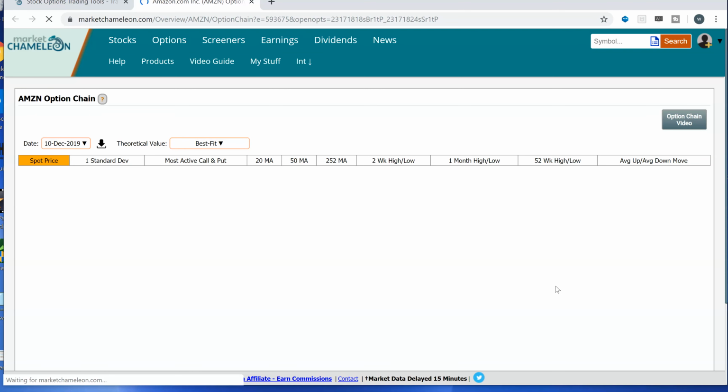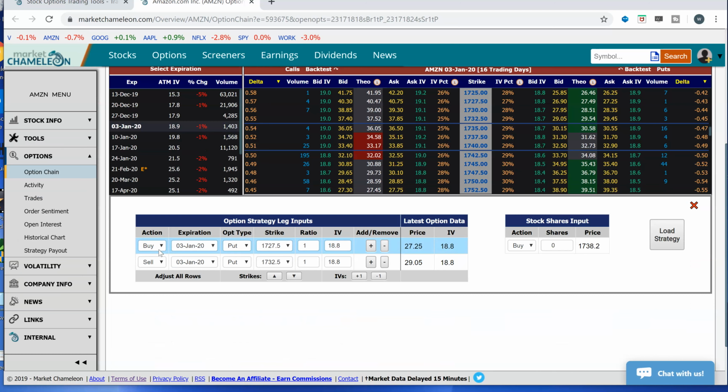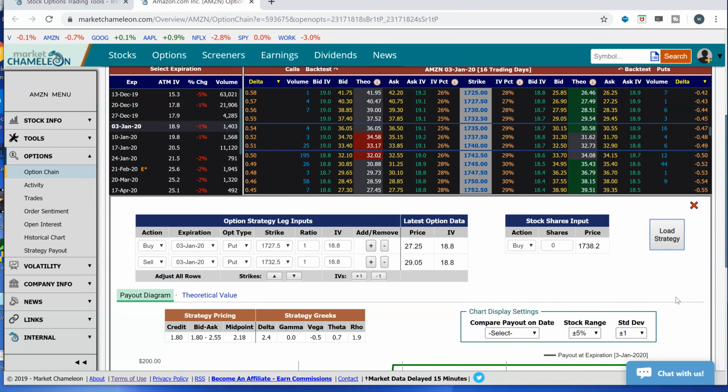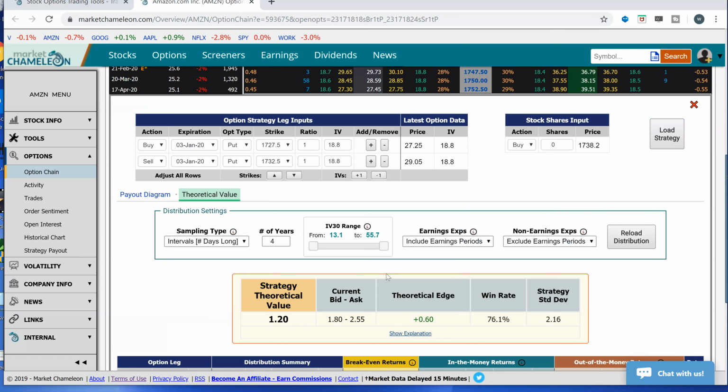I click on this options chain. It'll take me to the options chain. It'll set up the legs of that spread for me over here, buying the 1727.5 put, and then selling the Jan 30 1732.5 put. I could load that, take a look at the payout diagram at expiration, look at the theoretical value, and kind of decide if I want to do a spread in there or not.